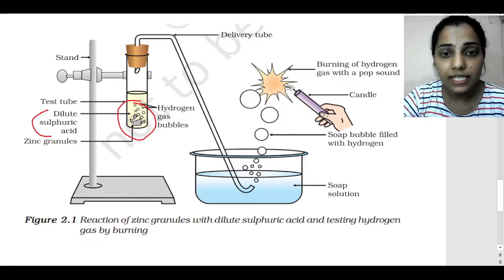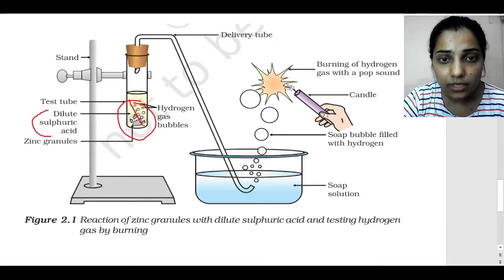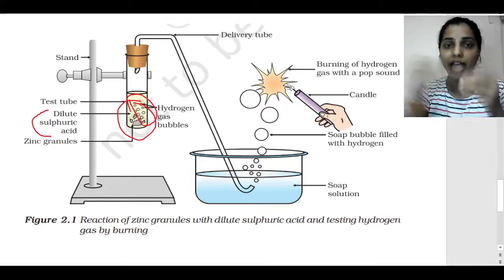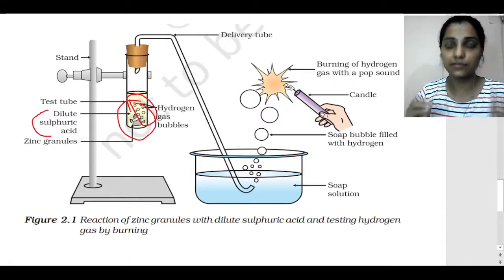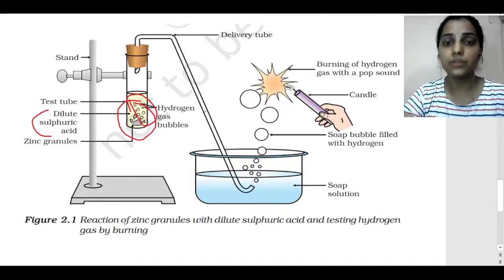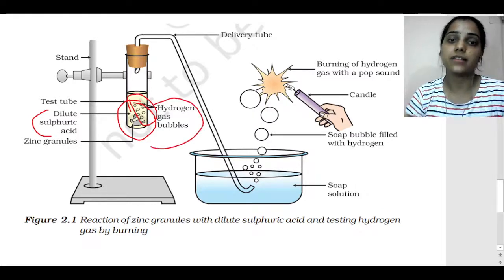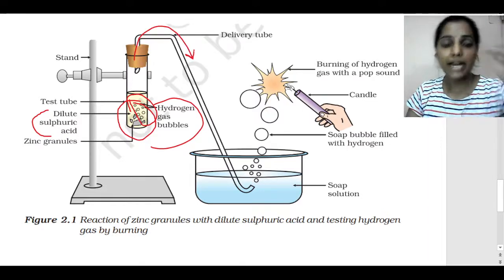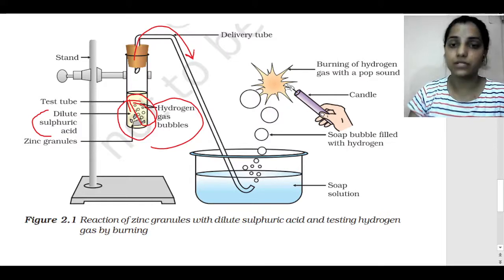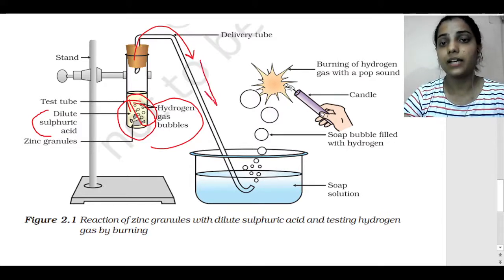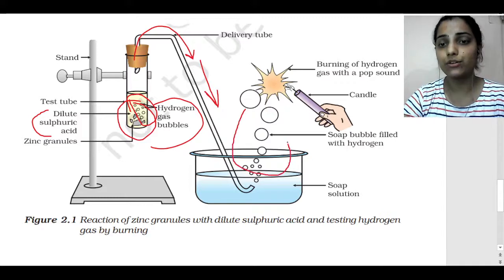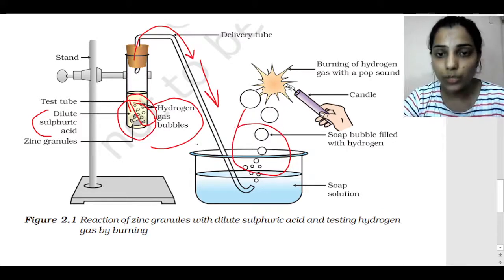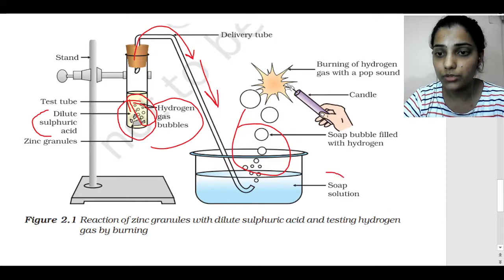So we can see that there are some bubbles. After adding the zinc metal to the sulfuric acid, you can see there are some bubbles, and those bubbles are of hydrogen gas. And see, there is a delivery tube. When we react this dilute sulfuric acid with the zinc metal, we get these hydrogen bubbles. Now we are passing the gas into the soap solution, and in the soap solution the bubbles are coming out.